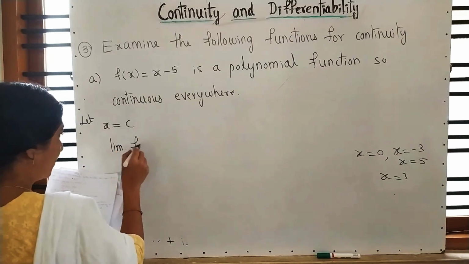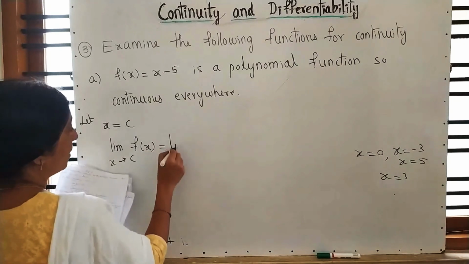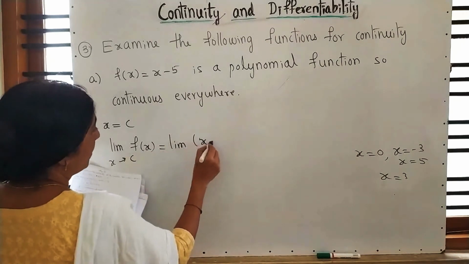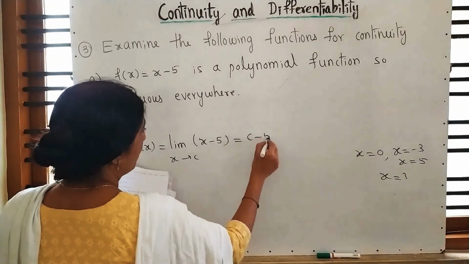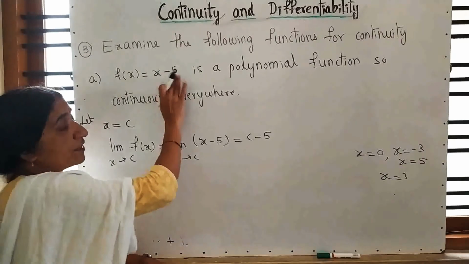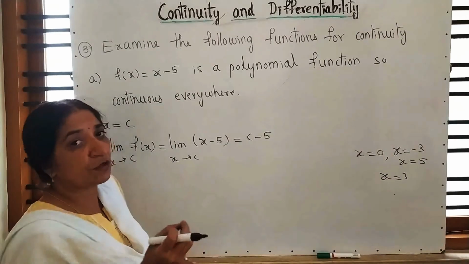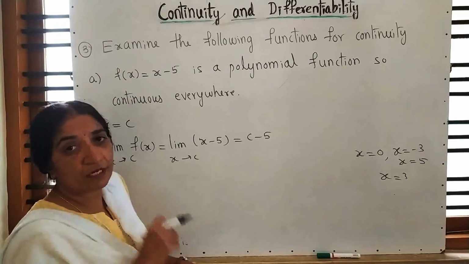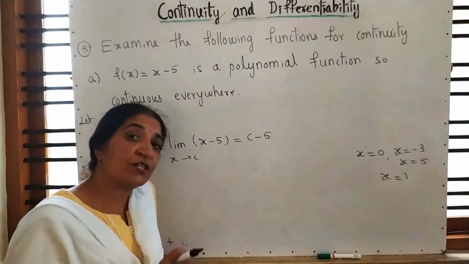Take a limit. Limit f of x as x tends to c is limit x minus 5 as x tends to c. So it is c minus 5. So 5 is a number, it is a constant. You know that x is equal to c is also a constant. Constant minus constant is what? It is again a constant.